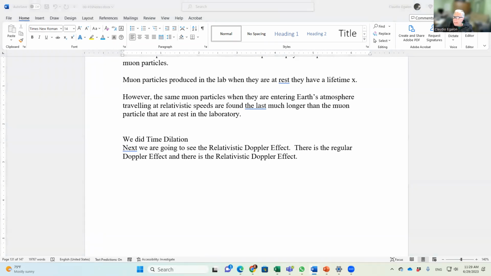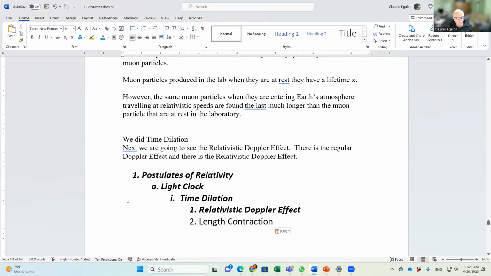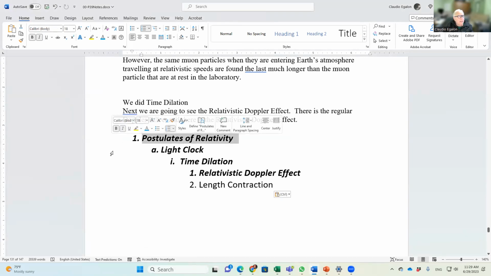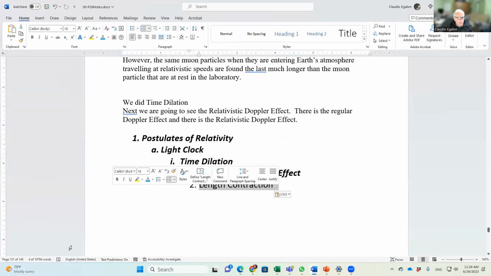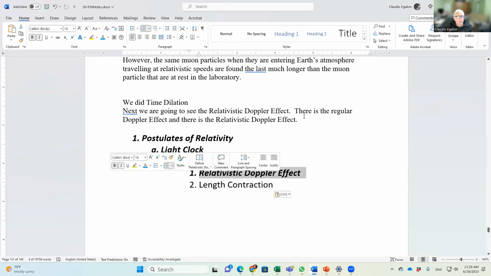So the plan looks just like that. Postulates of relativity, the light clock, time dilation. Once we get time dilation, we can show the relativistic Doppler effect, and we can also show the length contraction. But before we get into the relativistic Doppler effect, we're going to cover the regular Doppler effect so you can understand better. And after that, we're going to do the length contraction. What you see right in here is just an introduction to relativity, okay?